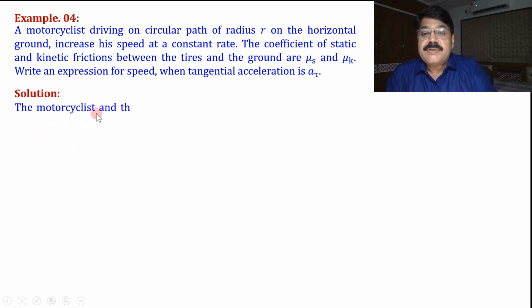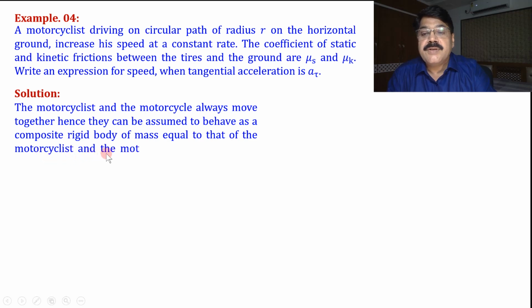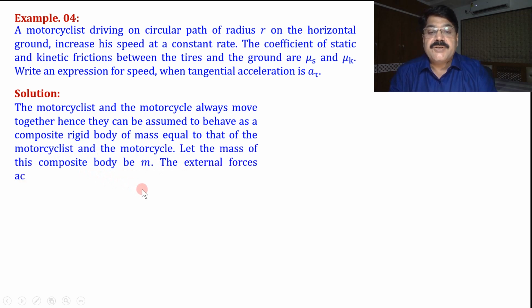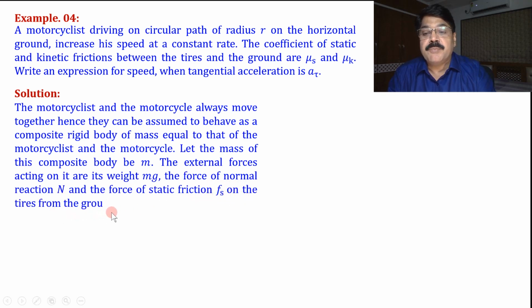The motorcyclist and the motorcycle always move together. Hence, they can be assumed to behave as a composite rigid body of mass equal to that of the motorcyclist and the motorcycle. Let the mass of this composite body be m. The external forces acting on it are its weight mg, the force of normal reaction, and the force of static friction Fs on the tires from the ground.